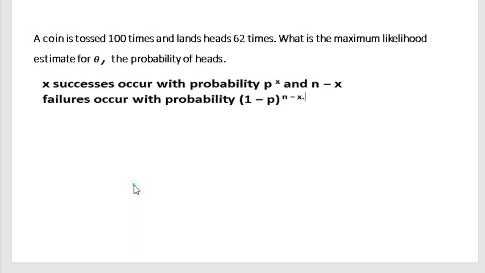In engineering assignments, now we are going to solve some examples on MLE. Now let us start with the question. The question is, a coin is tossed 100 times and lands head 62 times. What is the maximum likelihood estimate for theta, the probability of head?